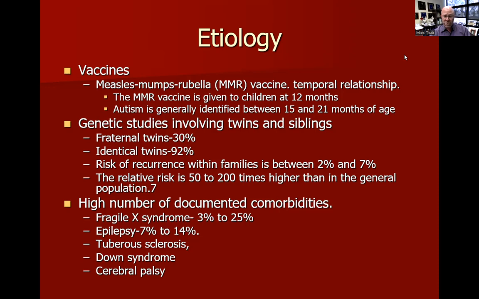There is possibly a genetic component to it. If you look at some of the studies, there's a 30% incidence in fraternal twins, 92% in identical twins, and there's a risk of recurrence between family members of 2 to 7%.